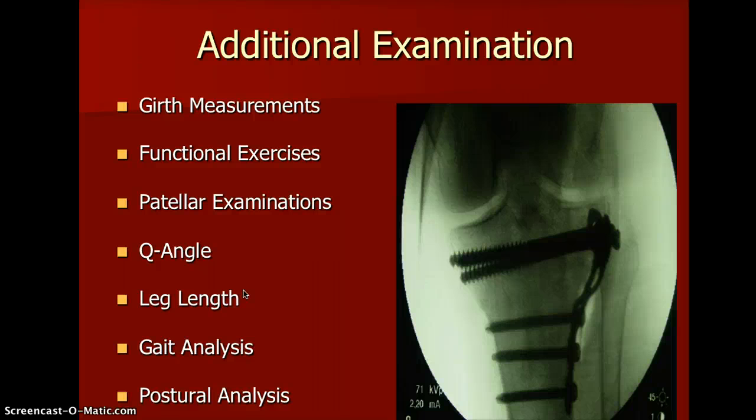So, for rehab purposes, girth measurements, functional exercises, those are things that you can measure pre-season or pre-rehab, and then measure them either weekly or monthly, and then towards the end of their rehab, as they're returning to play, to see where they're at, and that will give you a better gauge of how functional, how much gains they've achieved.